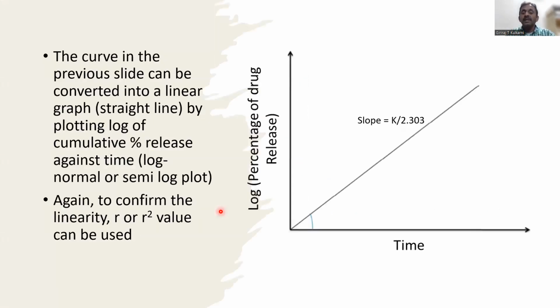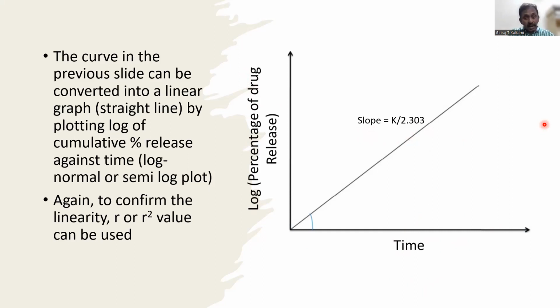Now to make it into a straight line, the y-axis, that is percentage of release, must be made into a logarithmic form. So either you can take log of all the percentage release values, or you can plot it on a semi-log graph paper. Most often, log percentage release is taken and then plotted against time. The slope value is equal to K by 2.303. That means slope into 2.303 will give us the release rate constant.